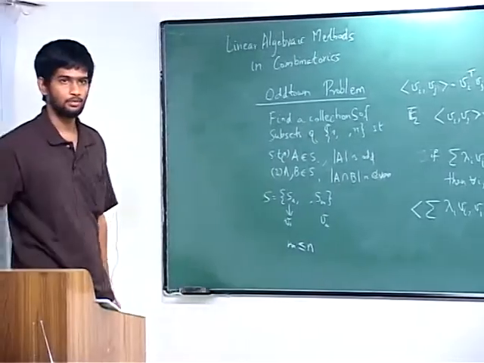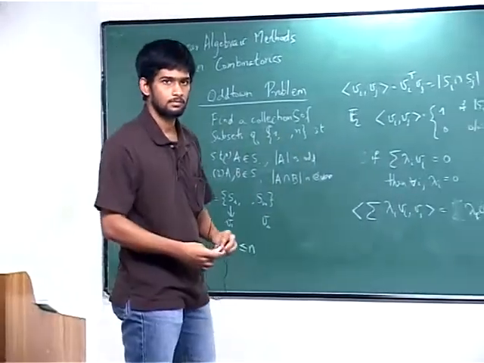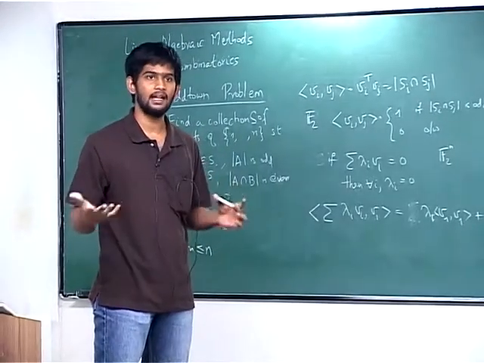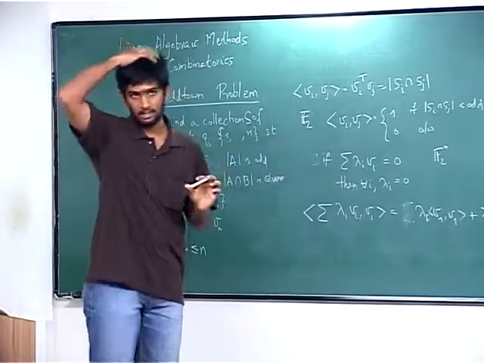So that is the idea of the proof here. Any more than n vectors we take will have to be dependent. You can't have more than n linearly independent vectors in an n-dimensional vector space.